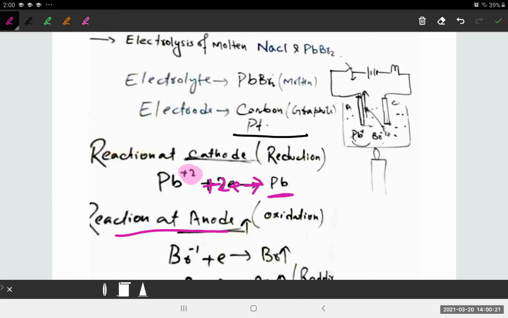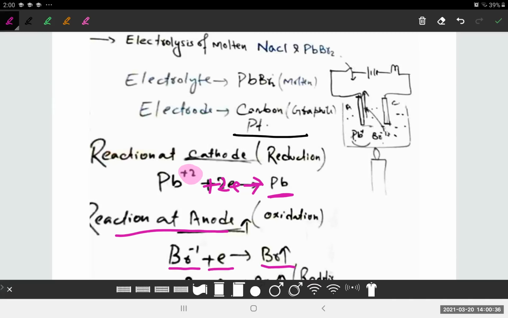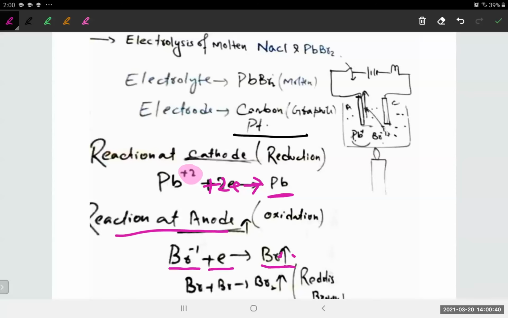Reaction at anode, what will happen? The anode is positive, it will attract the negative. But bromide is negative. It's a halide, everybody knows. So bromide will do what? It's a halogen, so it has a -1 charge. It will just lose 1 electron, and it will become a neutral bromine atom, and it will be released. Where will it be released? Everybody knows this. It will be released at the anode, at the anode only.